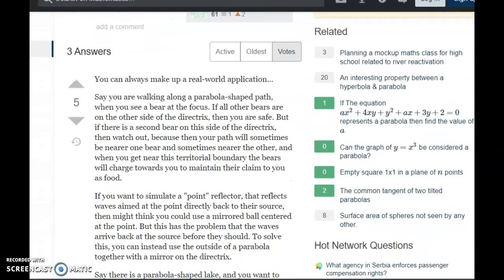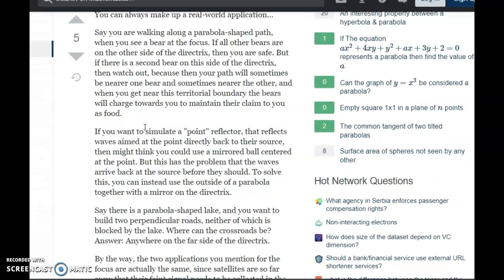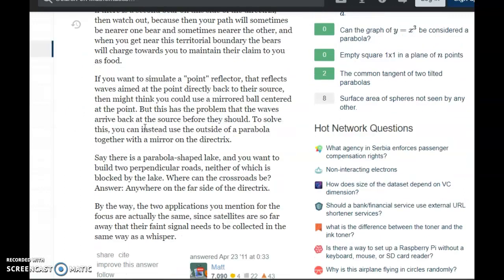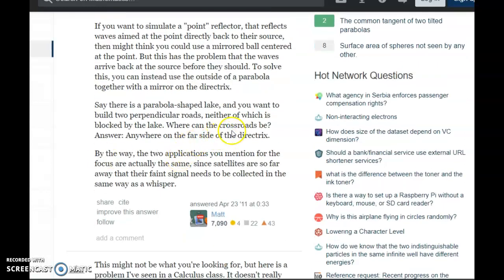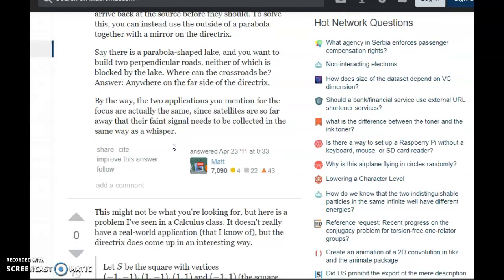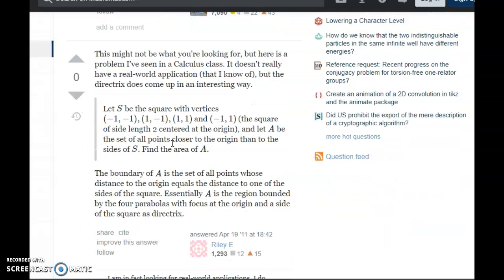This person comes up with this: say you're walking along a parabola-shaped path when you see a bear at the focus, and you're trying to stay safe, and there's another bear, and so on. Interesting way of looking at that. Then he gives another example. Say there's a parabola-shaped lake, and you want to build two perpendicular roads. Where do you put the crossroads of these two perpendicular roads? Anywhere on the far side of the directrix. So some interesting ones come up here for why the directrix is important.